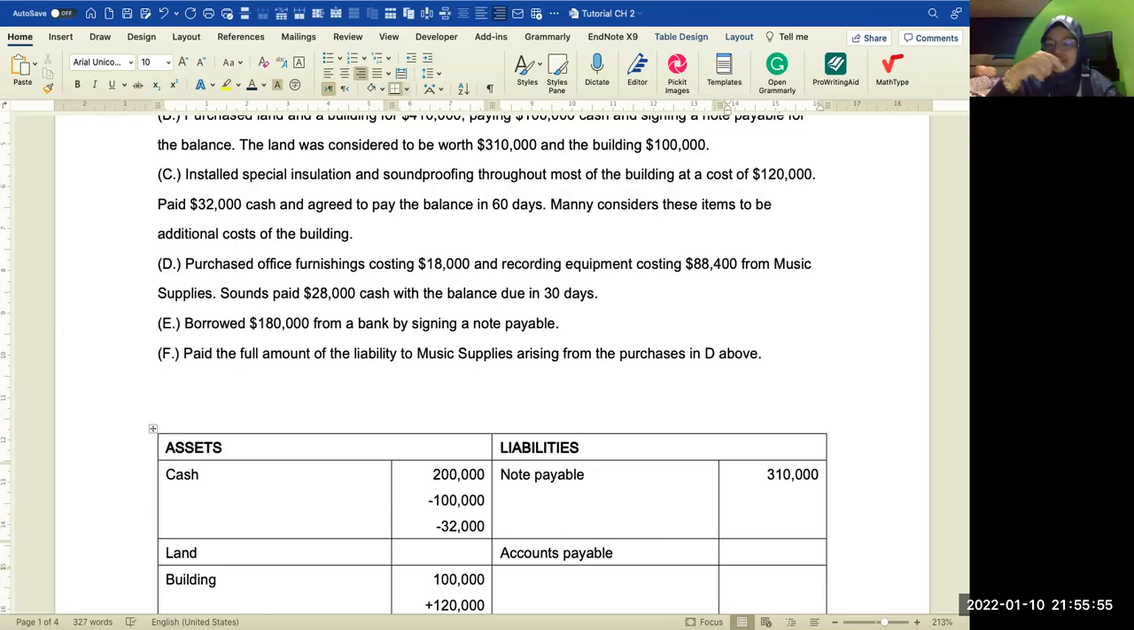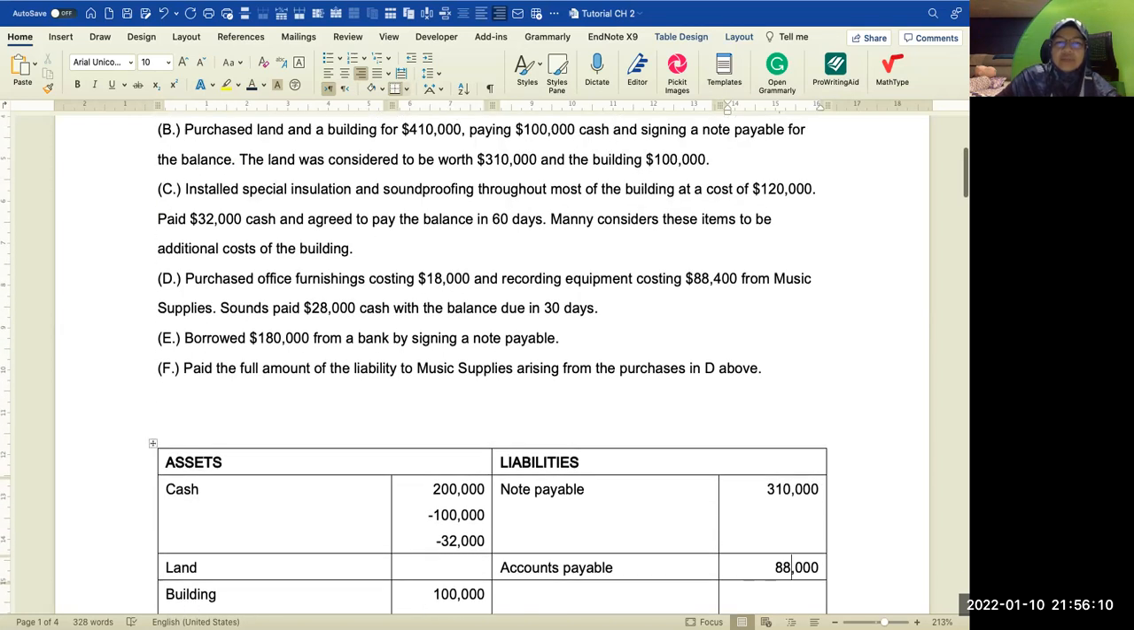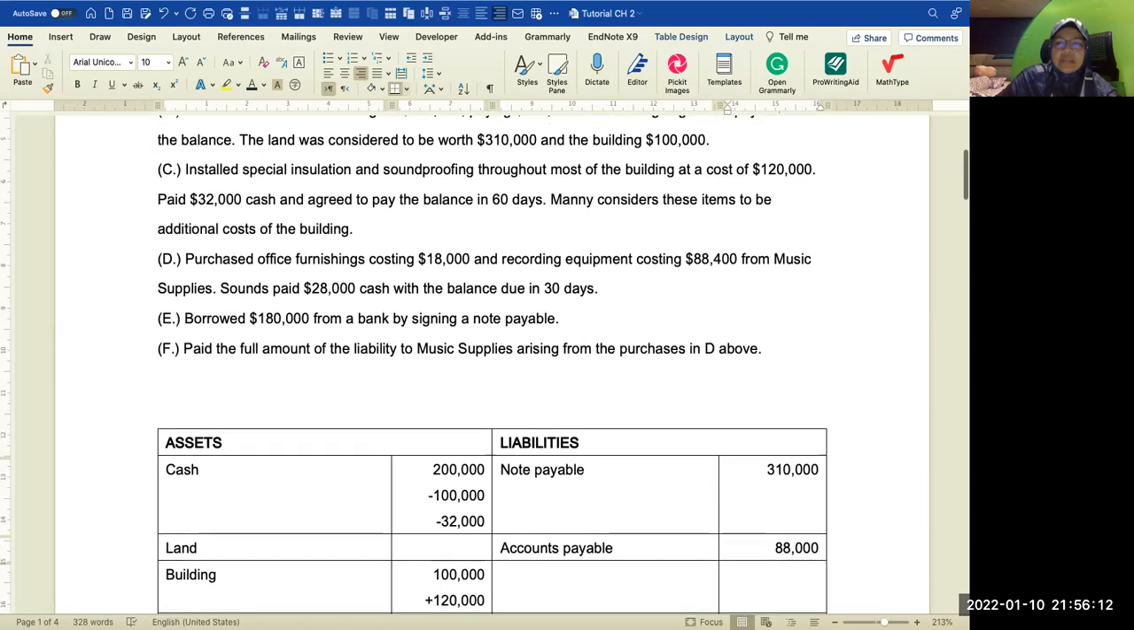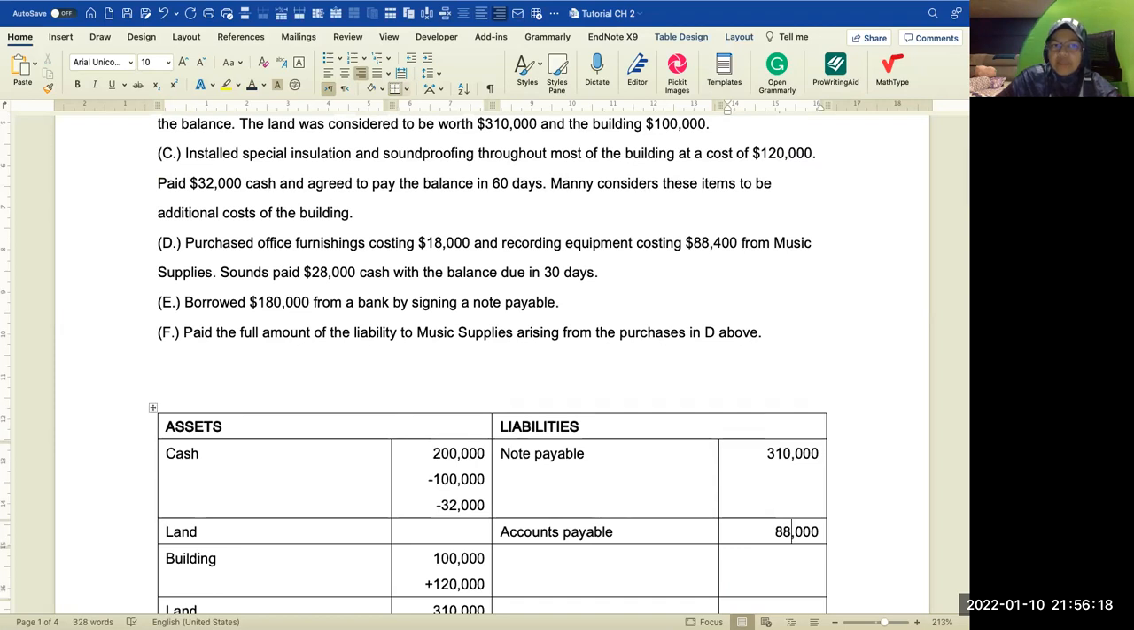Right, so make sure next class you have your calculator in hand. Balance, 120 minus cash 32 is 88,000 in the form of accounts payable. Payable. Right, good. All right, very good.